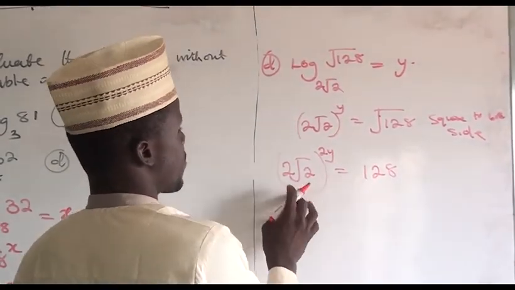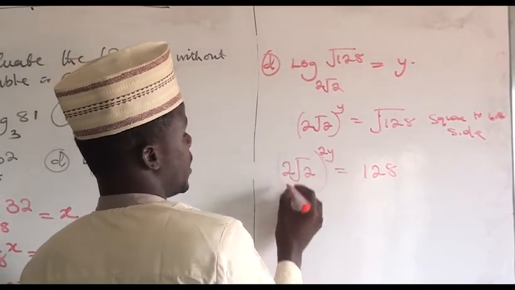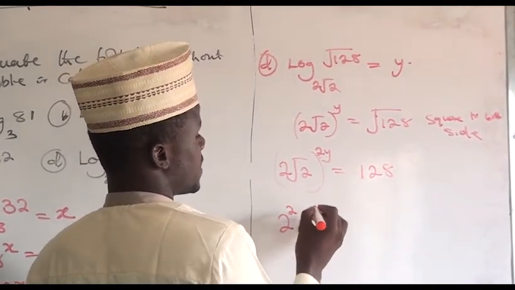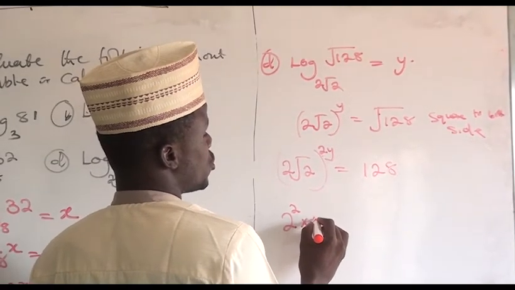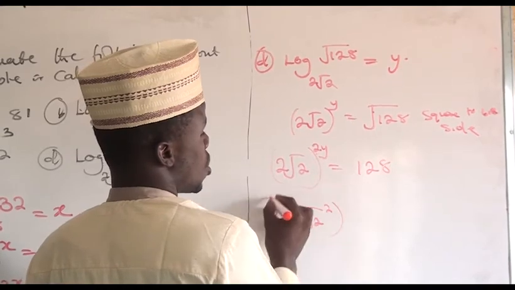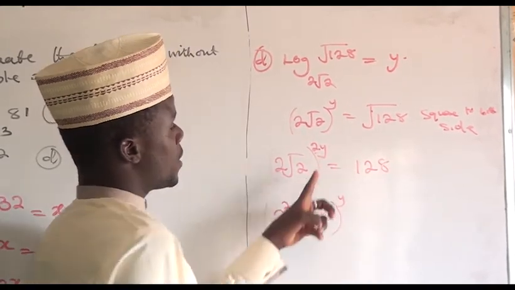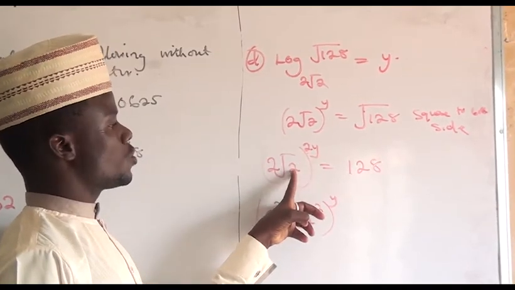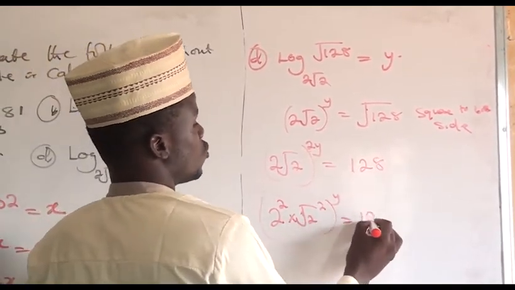So now here we can say this is a power, it will be 2 to the power of 2, then also times root 2 to the power of 2, then all to the power of y. Because this square belongs to these two and this square now belongs to these two. So here it equals 128.